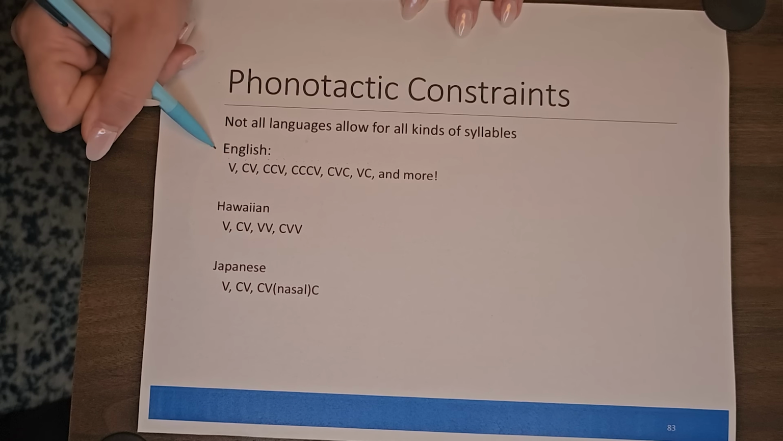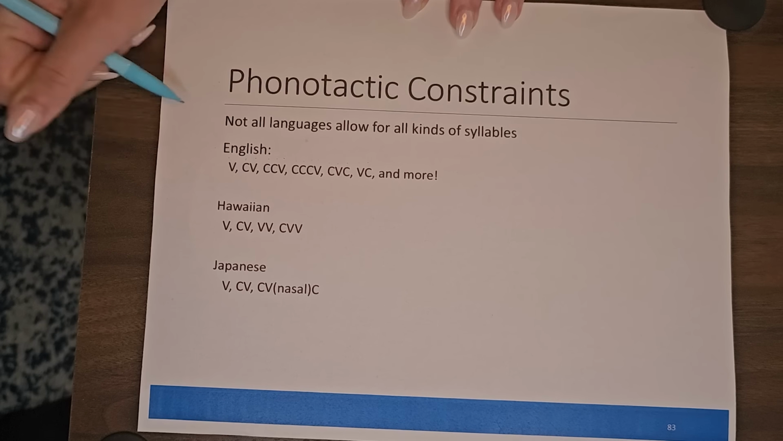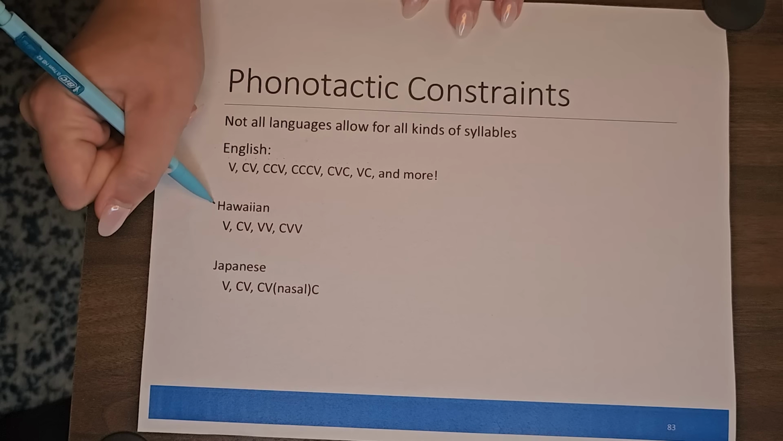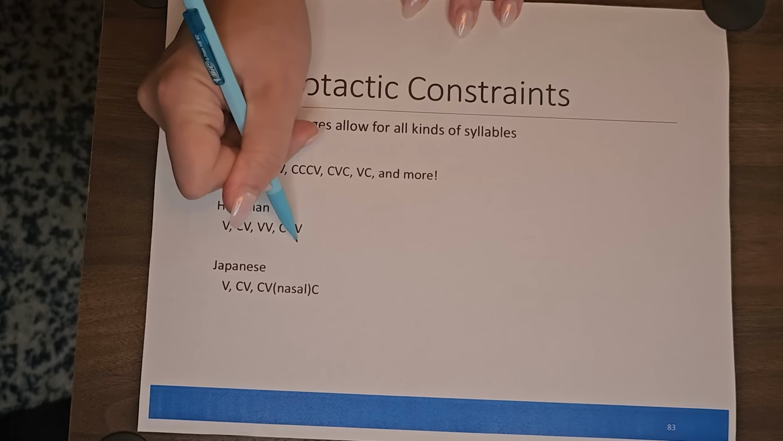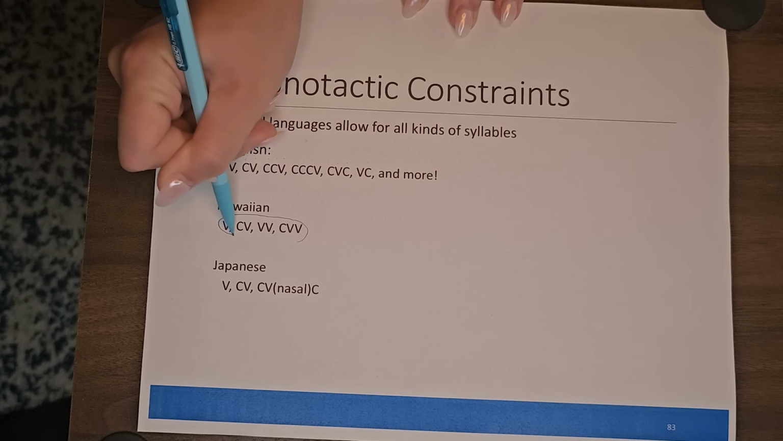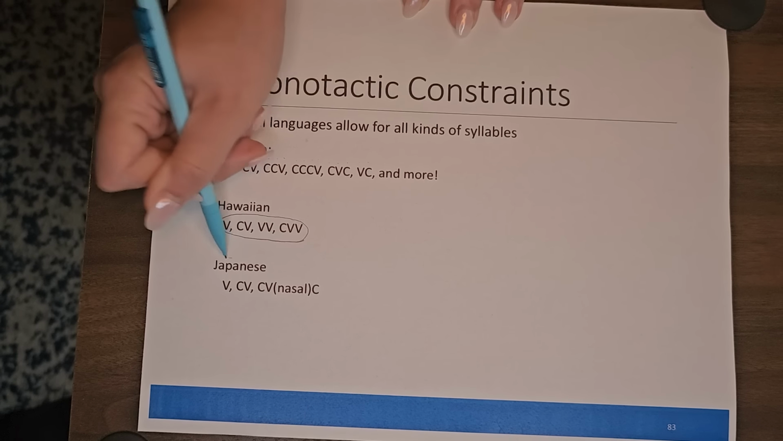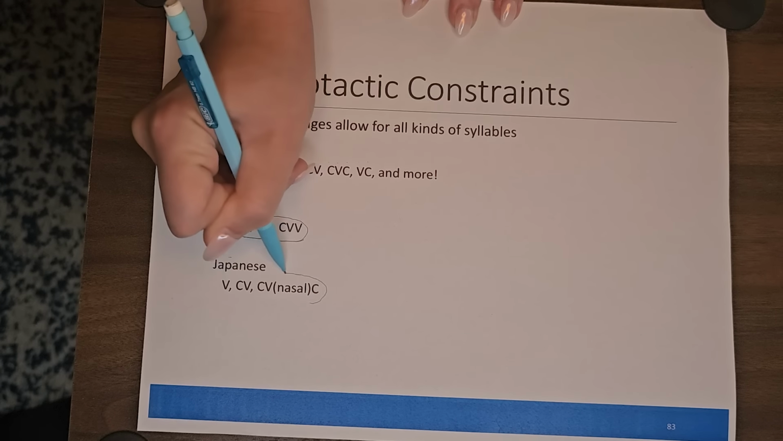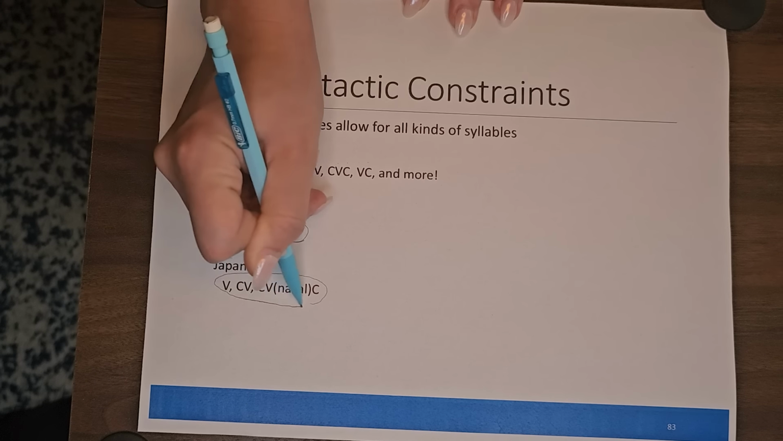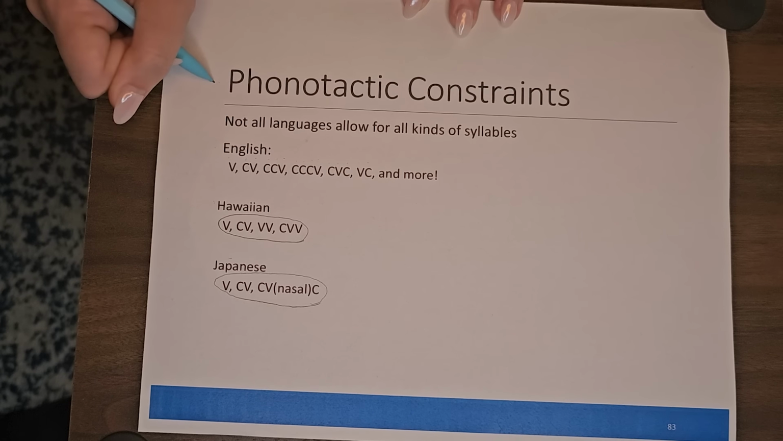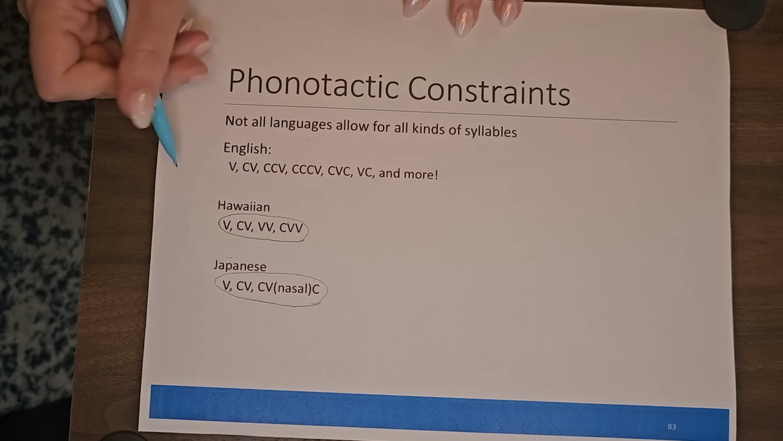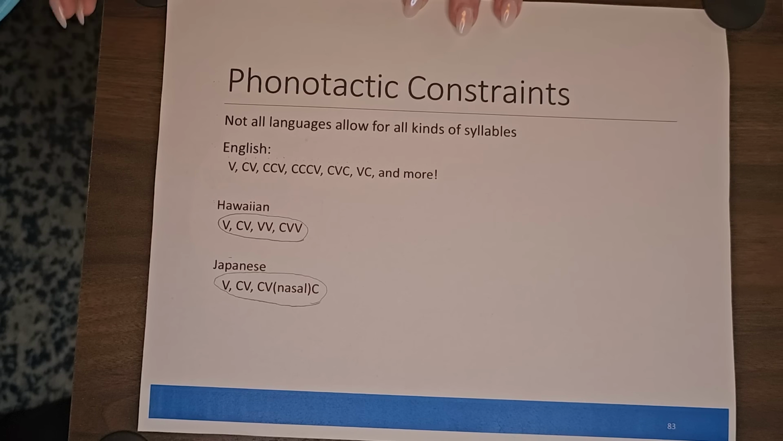English has a particularly unconstrained syllable structure. Some languages have more constrained syllable structures. So for example, Hawaiian only allows for 4 possible kinds of syllables, and Japanese only allows for 3 possible kinds of syllables. So the kinds of syllables that are possible will depend on your language.